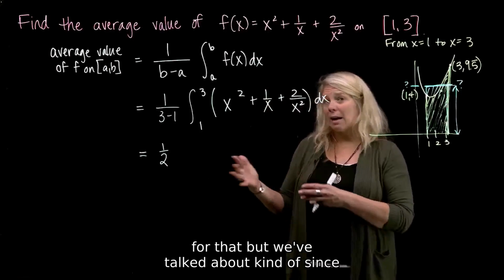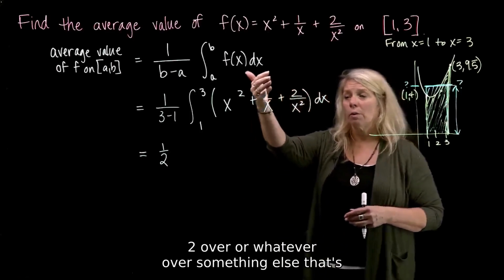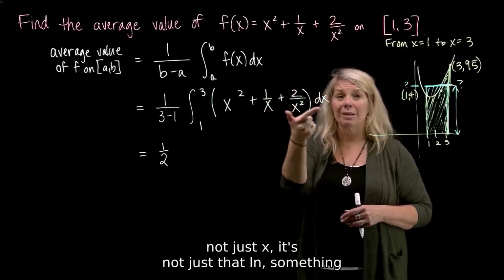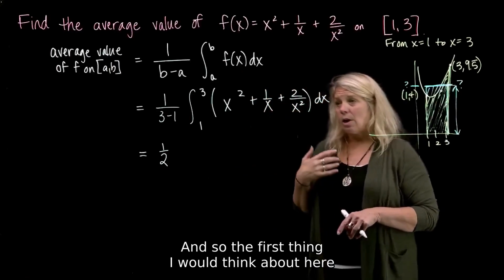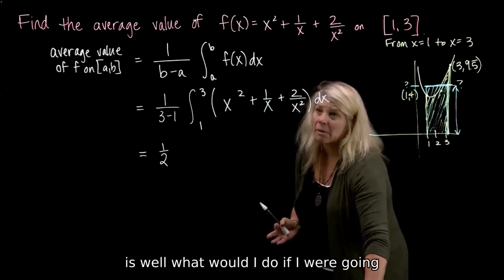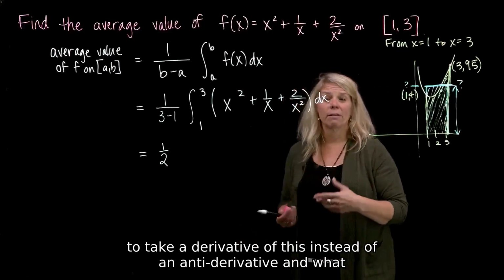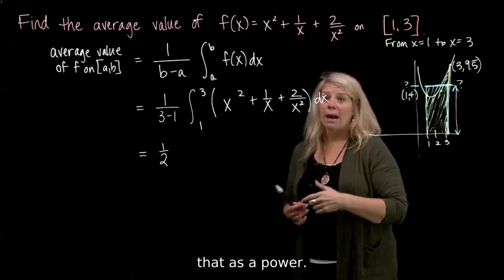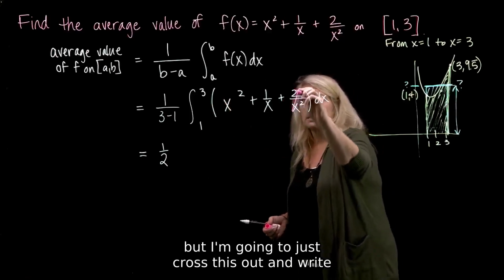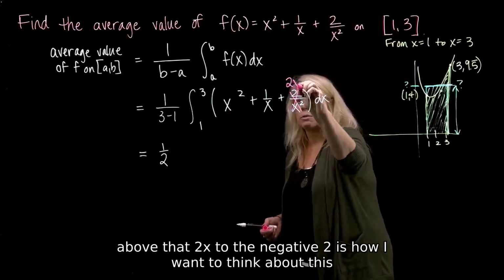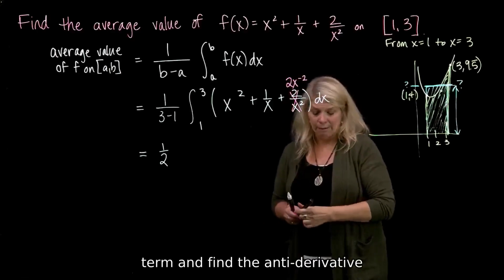But we've talked about, kind of since we started this unit, if you have 1 over or 2 over or whatever over something else that's not just x, it's not just that ln. So the first thing I would think about here is, what would I do if I were going to take a derivative of this instead of an antiderivative? And what I would do is rewrite that as a power. You could write it as a whole other step, but I'm just going to cross this out and write above that 2x to the negative 2 is how I want to think about this term and find the antiderivative of that.